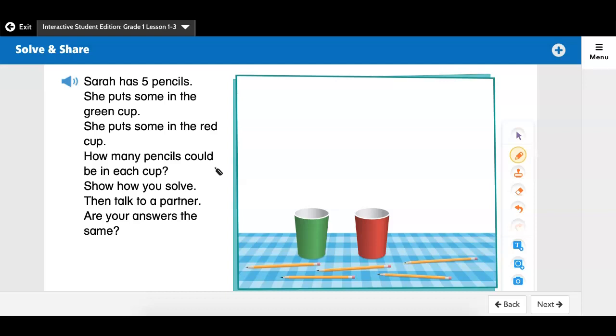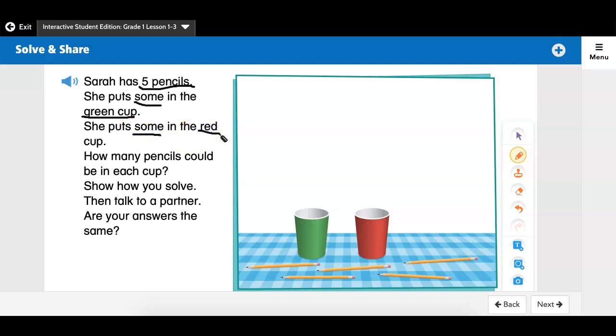So what we'll do for this one, we will just do this together. We will be each other's partners. So let's go back. I'm going to underline some important words in our question. So first it says she has 5 pencils. It says Sarah puts some in the green cup and some in the red cup.